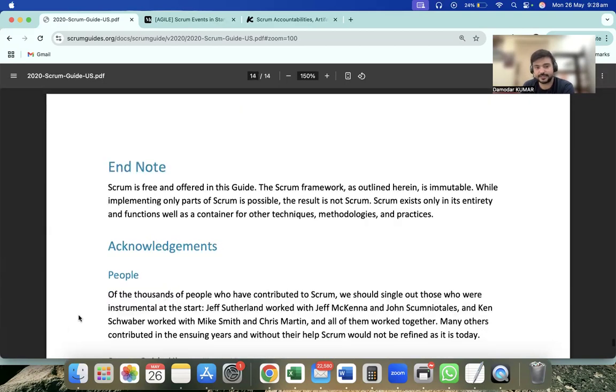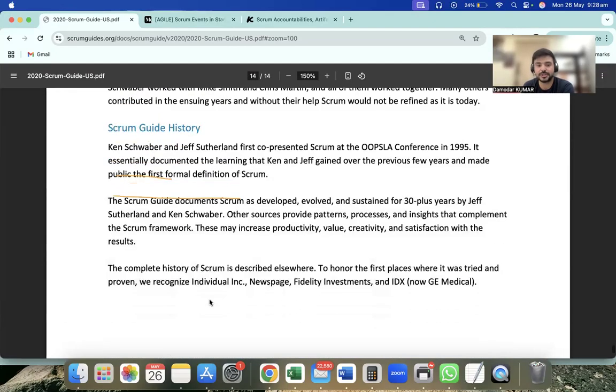So it's finally completed, guys. We have finally completed the Scrum guide. Not to worry, you can read it out. This is nothing but an acknowledgement to all the people who contributed to Scrum.